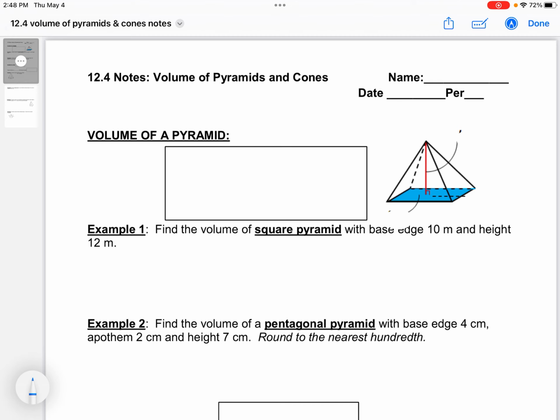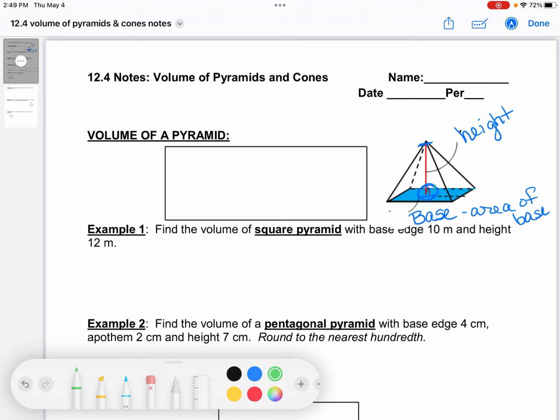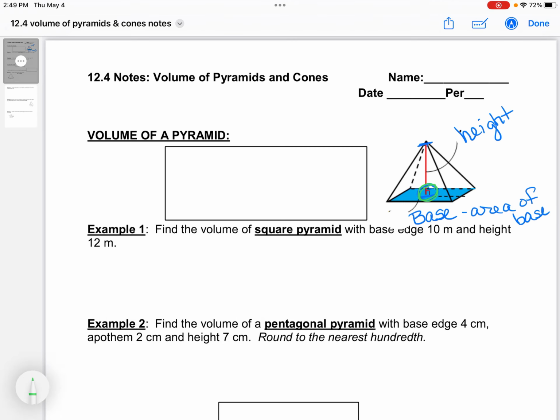Okay, volume of pyramids and cones. So our pyramid, we still have our base, big B base, which is the area of the base, and the height, which is what you get going straight from the very top to the base, and it has to make a right angle. I should use a different color so you can see it.